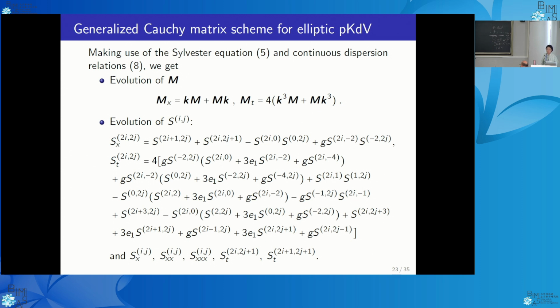And for the continuous case, from the Sylvester equation and the continuous dispersion relation, we can also calculate the evolution of M and Sij. For the higher order derivatives of Sij, we could use computer software such as Mathematica to calculate.